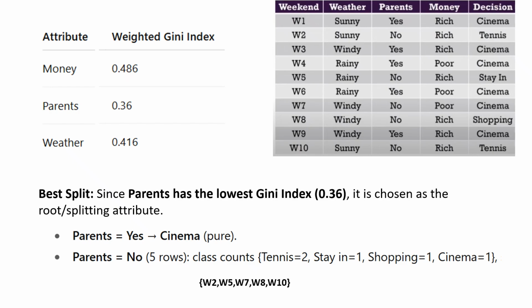If you choose the parents attribute as the root node, there are 2 splits: one for yes, another one for no. All the yes will lead to the decision cinema. So we can make it a root node.